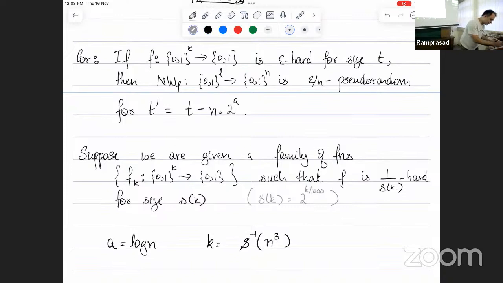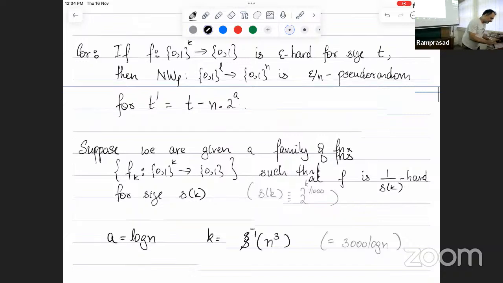Okay, again, let's put things in context. So if S of k is 2 to the k by 1000, what is the inverse function? It's just 1000 times log n. Okay, so S inverse of k in that case, this is equal to 1000 times log of n cube, which is just 3000 log n. Okay, if S was that function, this is what k will turn out to be.